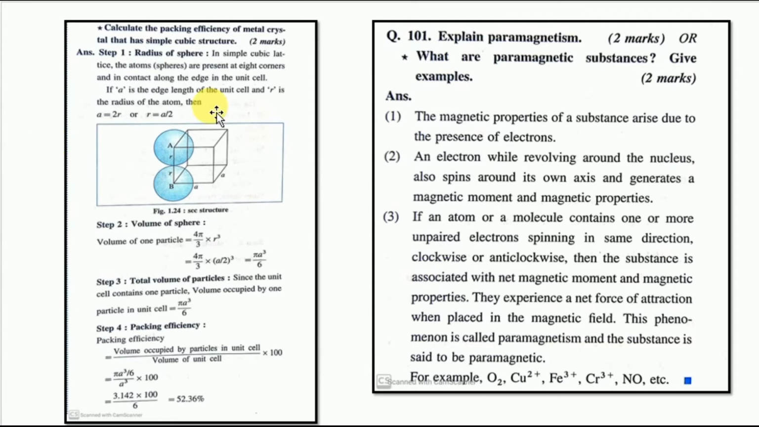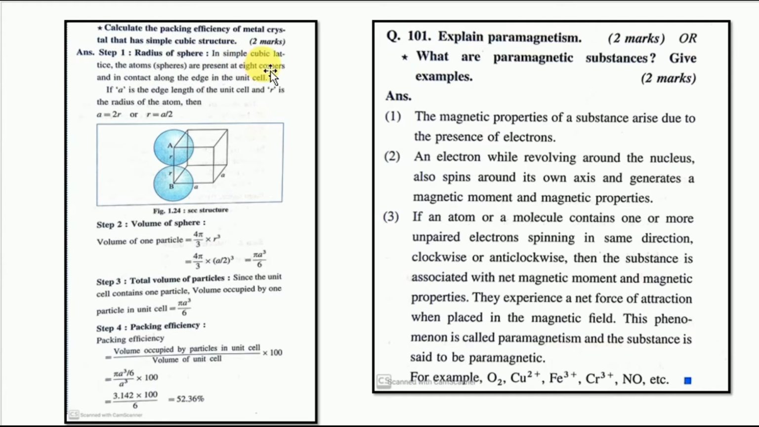Next question is, calculate the packing efficiency of metal crystal that has simple cubic structure. Your answer is, there are 4 steps. So, step 1 is radius of sphere.